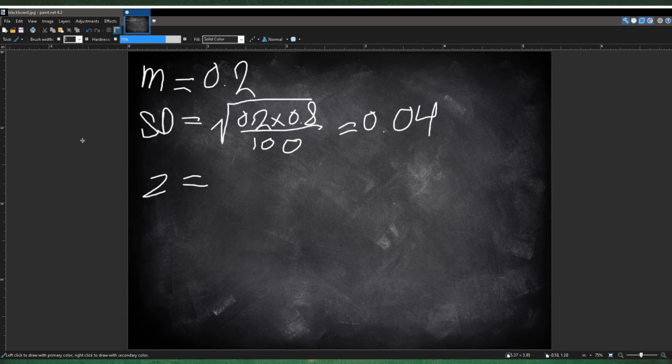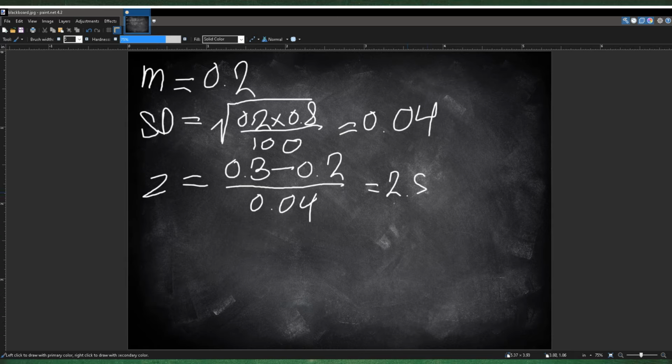Z is equal to your p hat, which is 0.3, minus your mean, which is 0.2, which is basically just your p0, divided by your standard deviation, which is 0.04. So it's 0.3 minus 0.2 divided by 0.04, which is equal to 2.5. Okay?